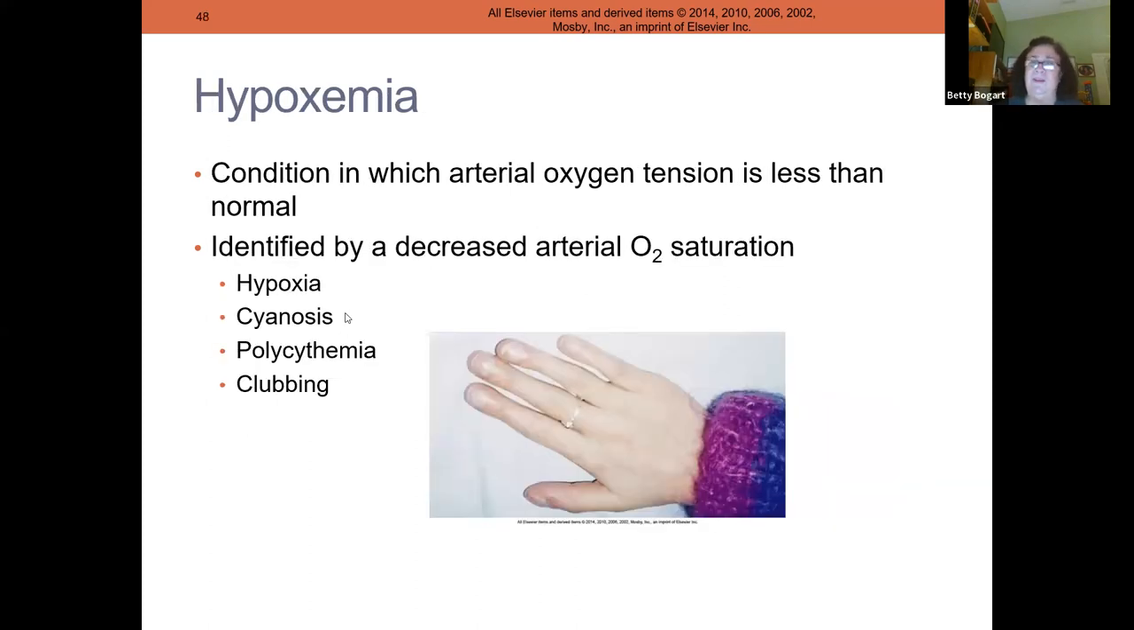This is those clubbing fingers I taught you about. This is probably a hypoplastic child who's a little bit older, probably about 10 years old or more. Hypoxemia, as I said, is a very common thing with children with severe congenital heart defects, like your hypoplastic right and left lungs. Their O2 saturations are never normal. Now, the body doesn't know it's normal.